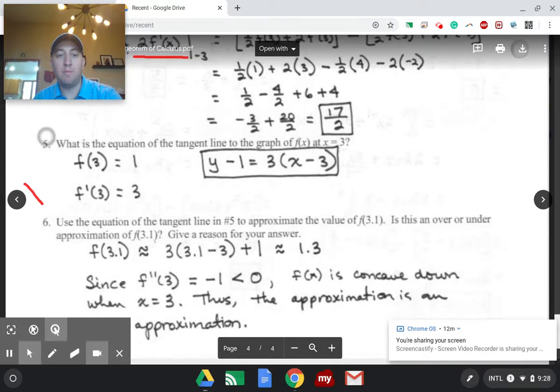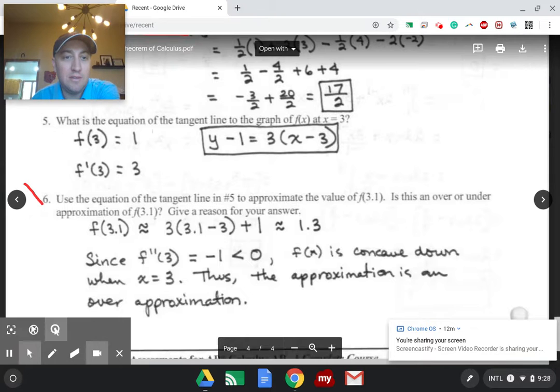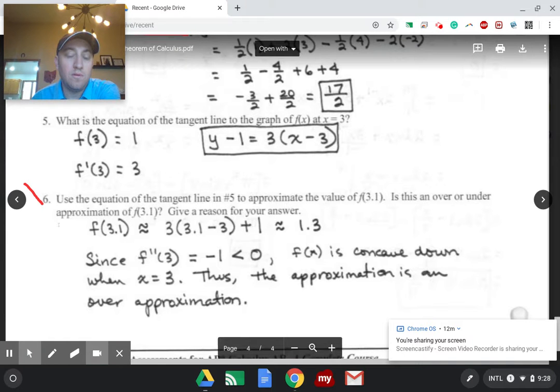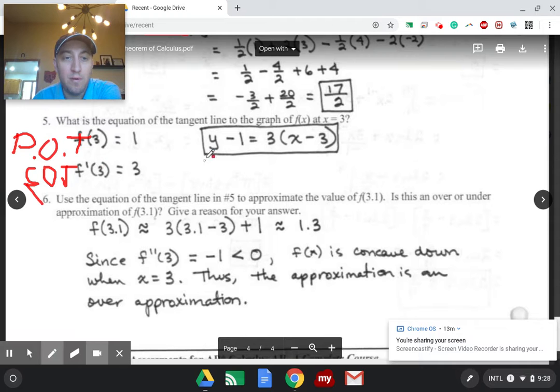All right, so question number 5. What is the equation of the tangent line to the graph of f of x at x equals 3? So 2 things that we need to know to find the equation of the tangent line. We need to know the point of tangency, and you need to know the slope of the tangent line. So f of 3 is equal to 1, f prime of 3 is equal to 3. So here is our equation of our tangent line.